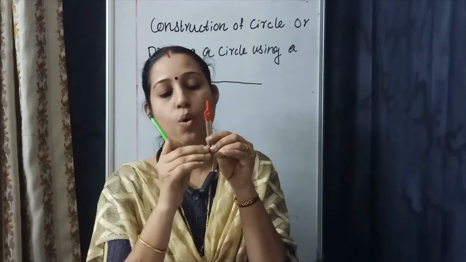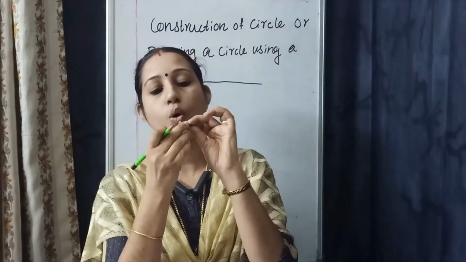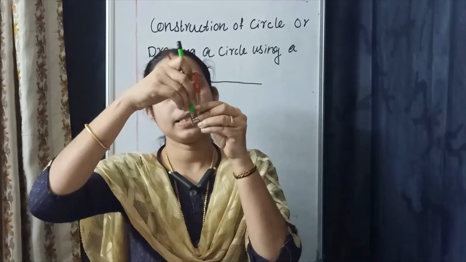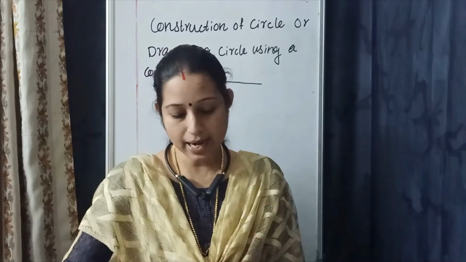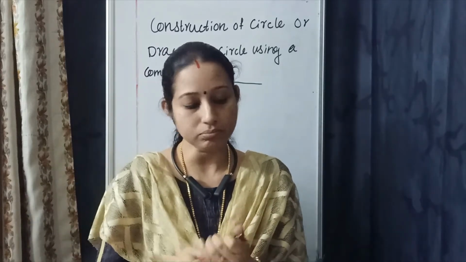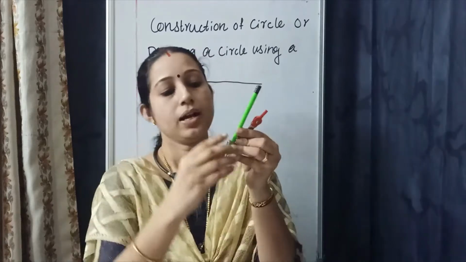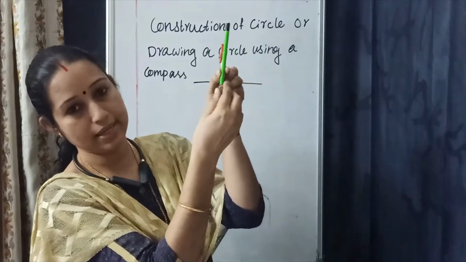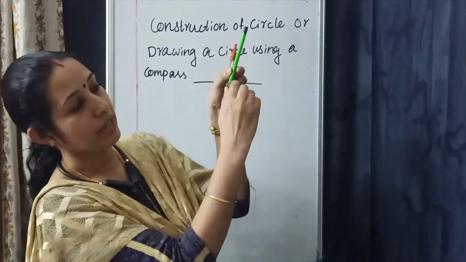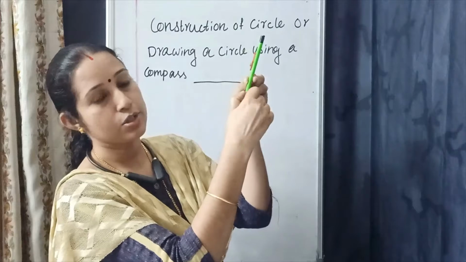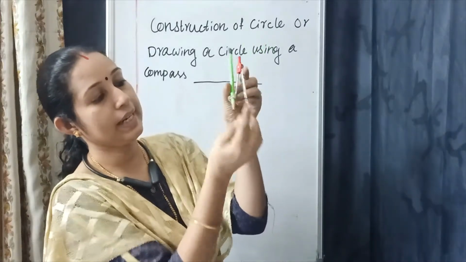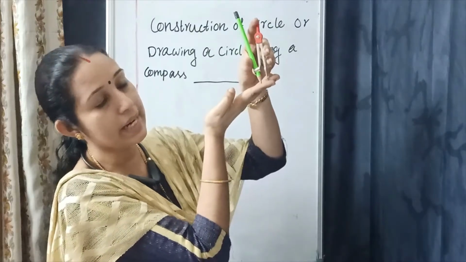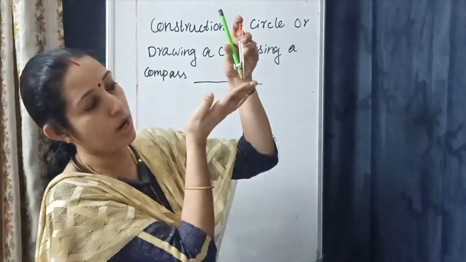Then where do we fix the pencil? In the pencil holder you can see one hole. We place the pencil here, then tighten the pencil using this screw. The needle of the metallic arm and the pencil should be in the same line, at equal level.